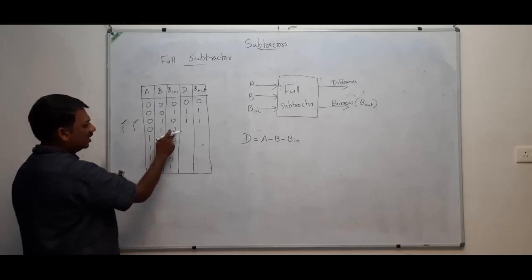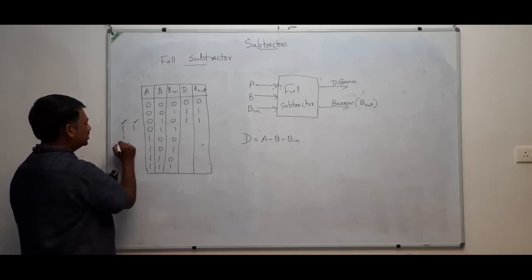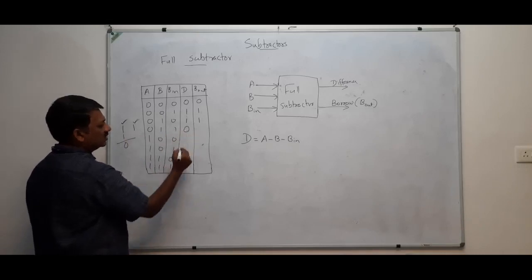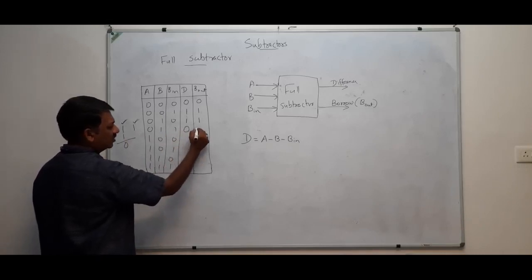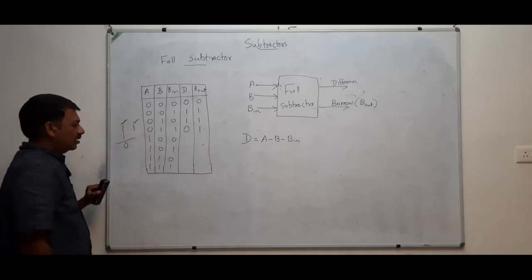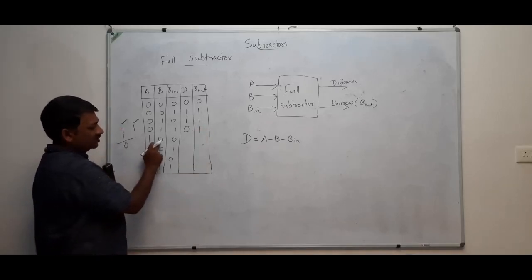From that, you are subtracting 1. That means if you are subtracting 1, the result is 0. Again, the borrow is 1. That means the difference is 0 and the borrow is 1. Okay. Then, 1 minus 0 which is 1 and 1 minus 0 which is 1.